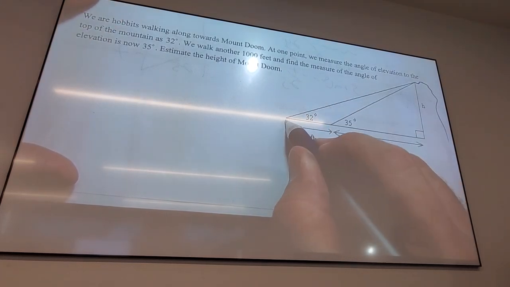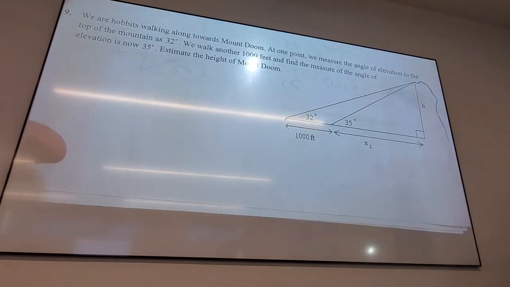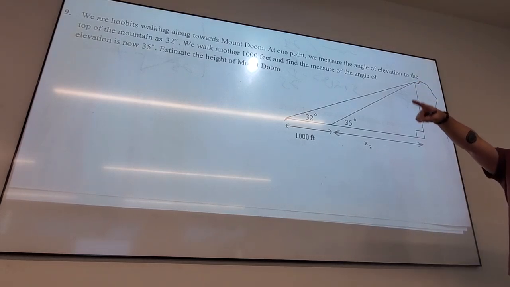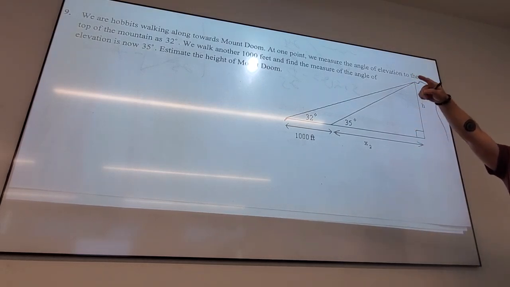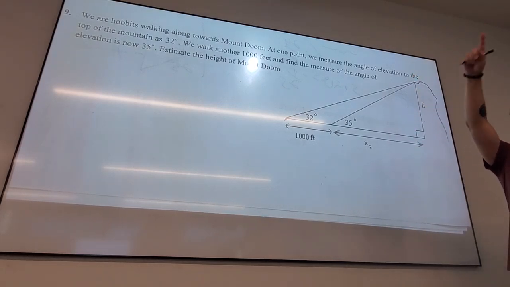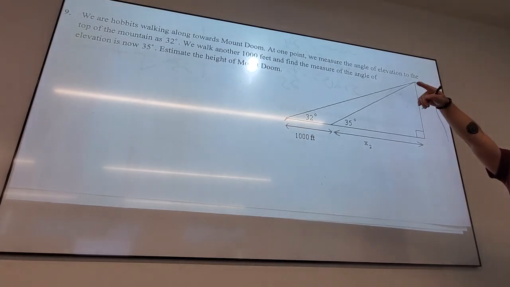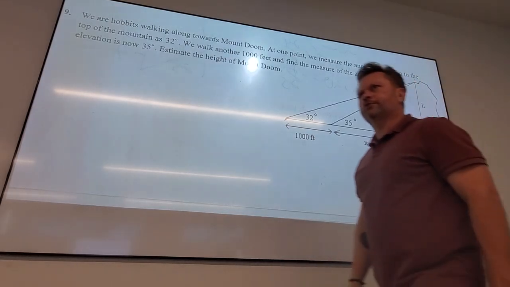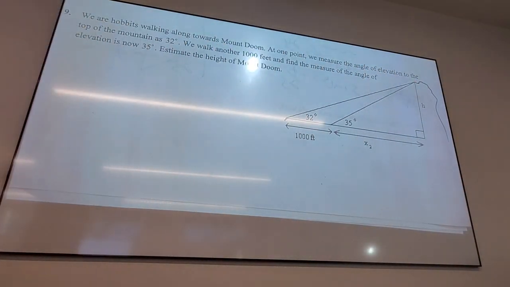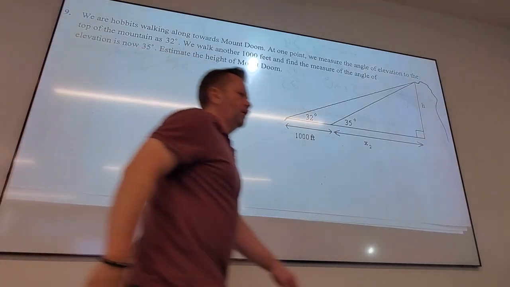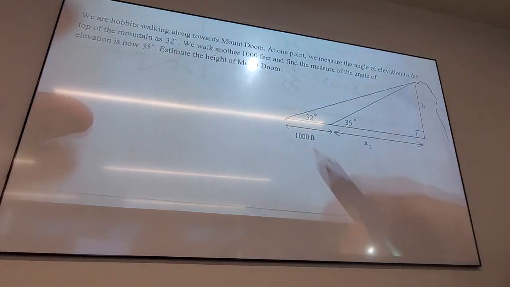At one point, we measured the angle of elevation to be 32 degrees. Yes? There's Mount Doom right there. That wall is Mount Doom. How do I know that? Because I can hear an evil sound every now and again from up there, right? If I walk closer to it, don't I have to look at a farther angle up to see the top? That's exactly what's going on here. So we're here, and we have to look 32 degrees up to see the top.